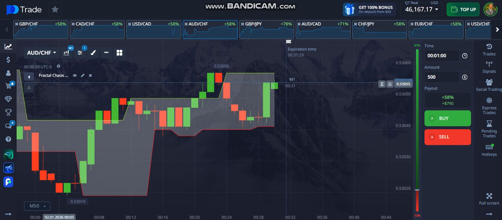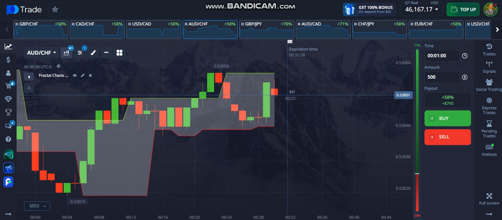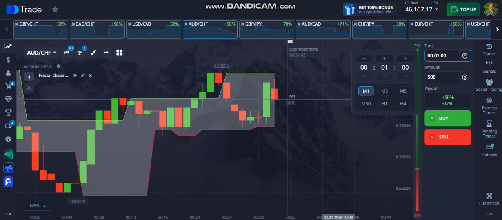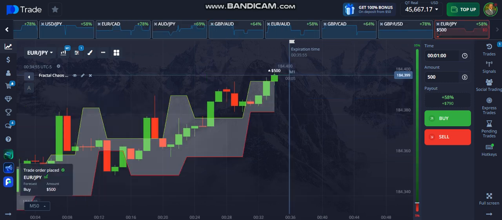Okay. So for my candlestick chart, I've set the candles to 1-minute candles, regular Japanese candles. And for my trade timer, I've also set it to 1 minute. So I'll be taking 60-second trades. Okay, so I'm going to pause the video and look for some setups.